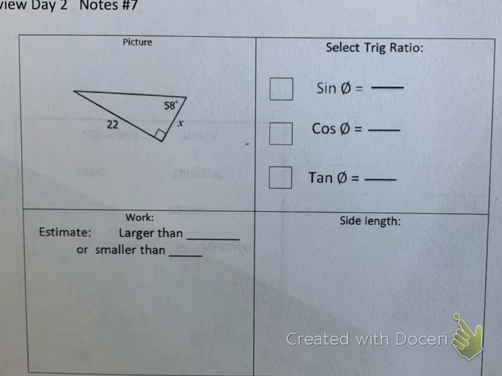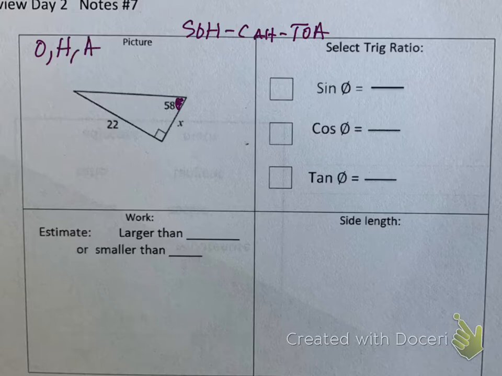For number 2, we're going to do the exact same process in order to find the missing side of this right triangle. So again, we're using our possible 3 trig ratios, which are sine, cosine, and tangent, so SOHCAHTOA. So our reference angle is at 58 degrees right here, so I'm going to label my opposite, hypotenuse, and adjacent. And again, only labeling 2 of those because we never label the blank side.